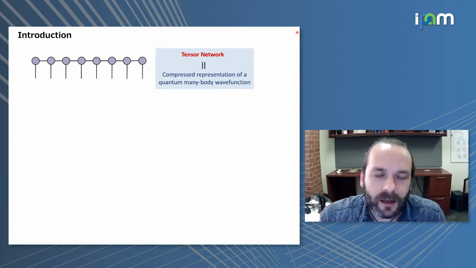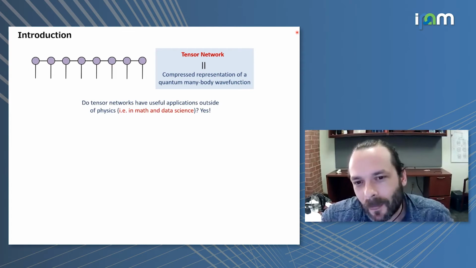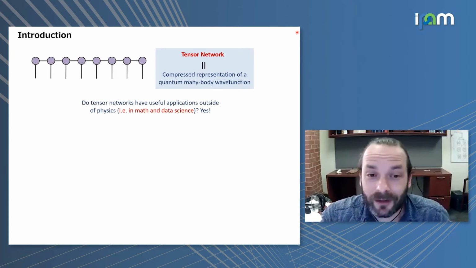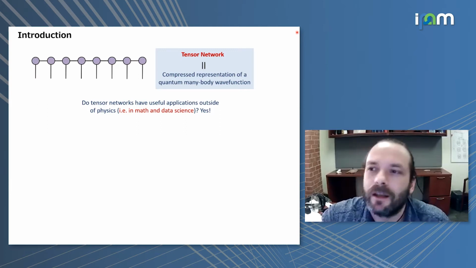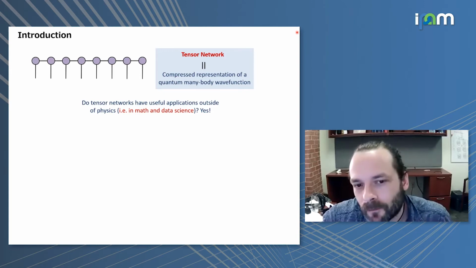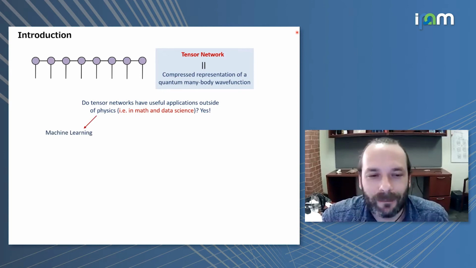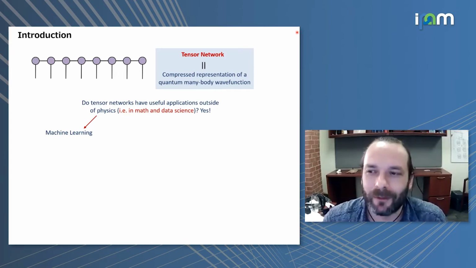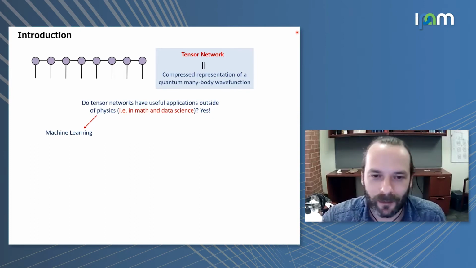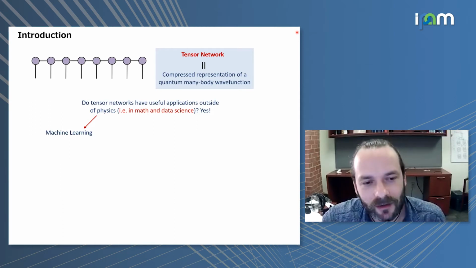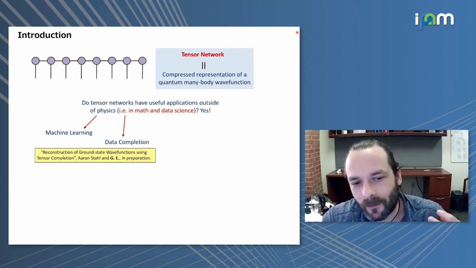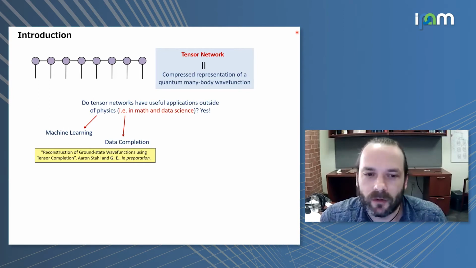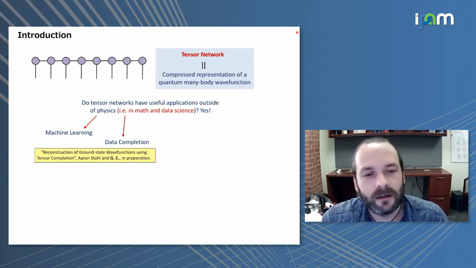But thinking about things in this way, you may ask the question: are the methods we've developed for compressing wave functions useful in, say, math and science? It turns out there are very many applications where this very nice formalism of tensor networks could be useful. We've already seen several talks about machine learning. I have worked with one of my students, Aaron Stayhill, in using tensor networks to reconstruct missing data from a data set, so data completion.